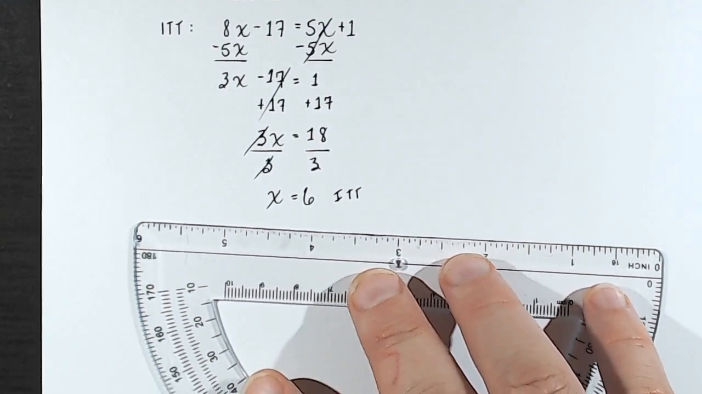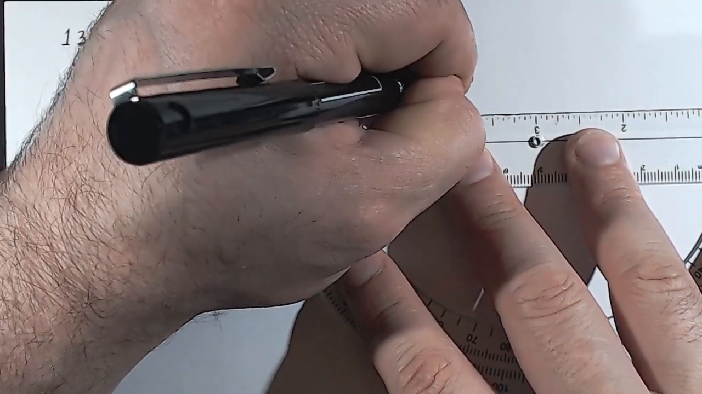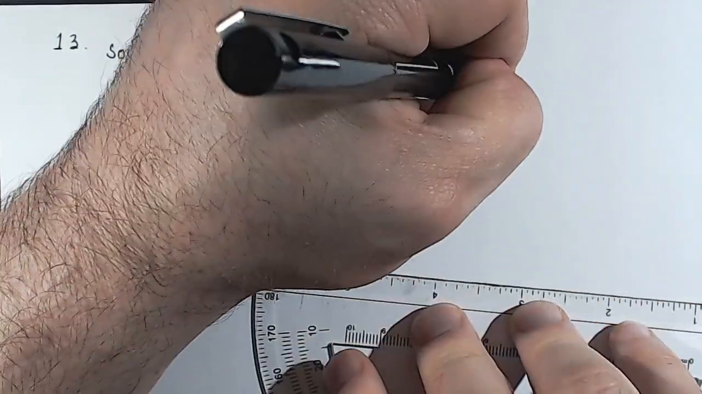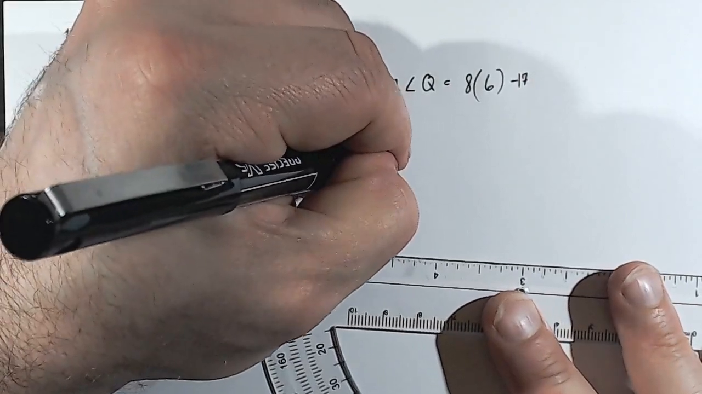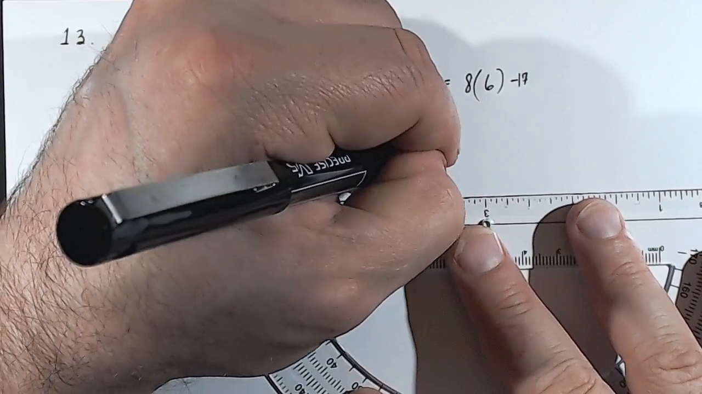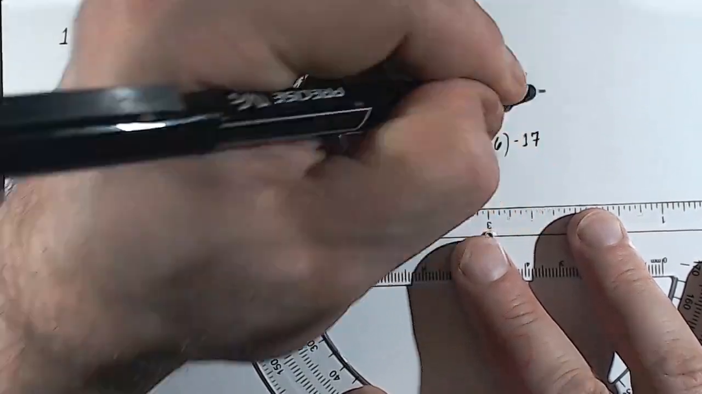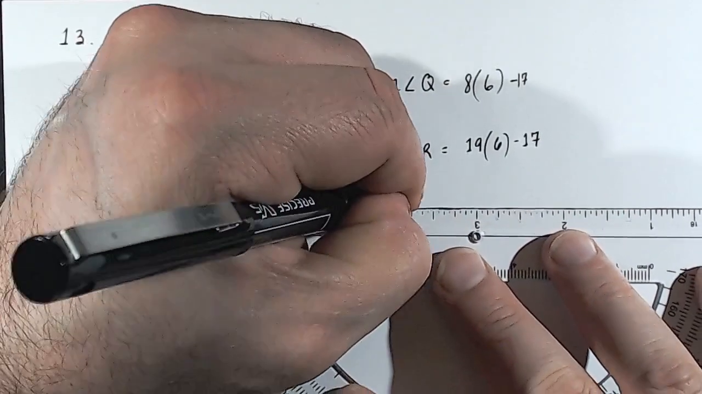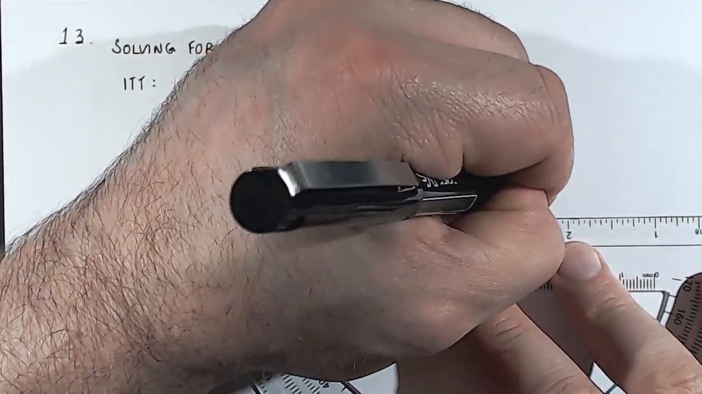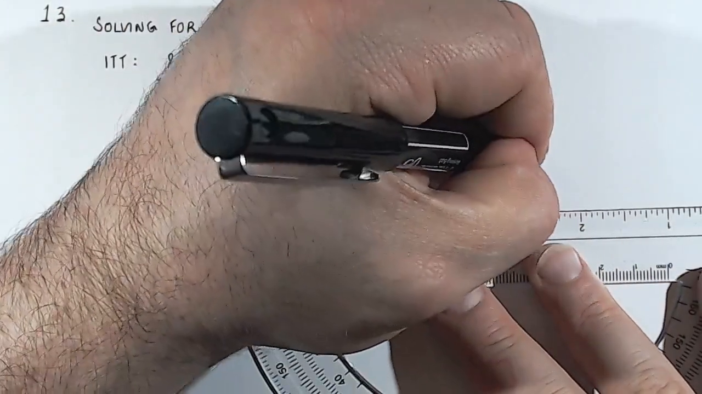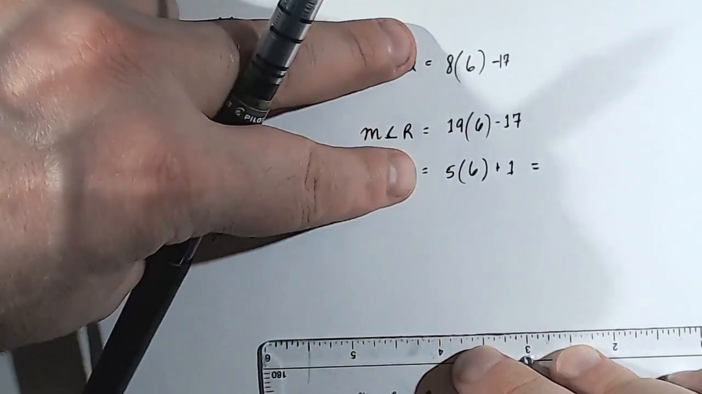And now we can just plug x into all of our different things. So the measure of angle Q is equal to 8 times 6 minus 17. Okay. The measure of angle R is equal to 19 times 6 plus 4. And the measure of angle S is equal to 5 times 6 plus 1. And you don't have to solve all these. You really just need to solve this one because we know the measure of angle S is equivalent to the measure of angle Q. All right, so these two things have to be equivalent.